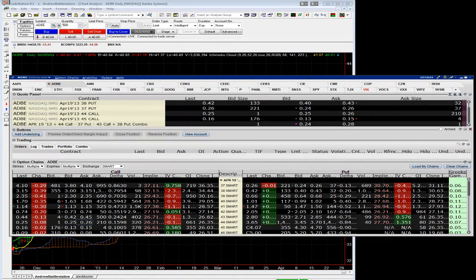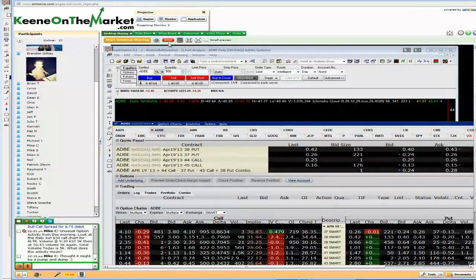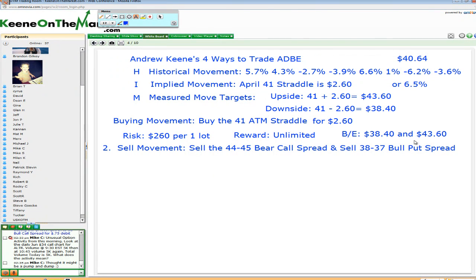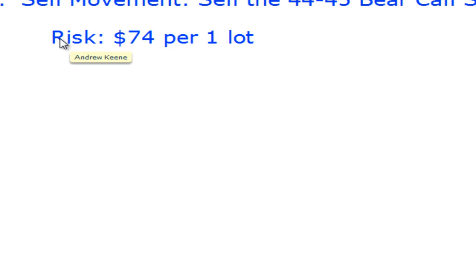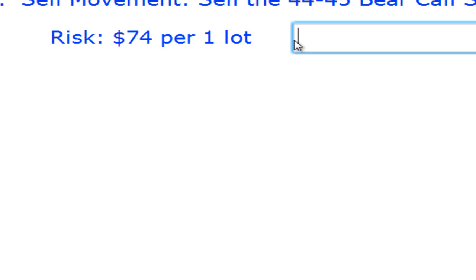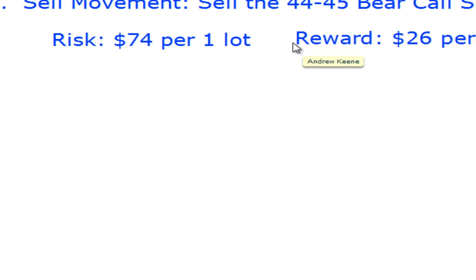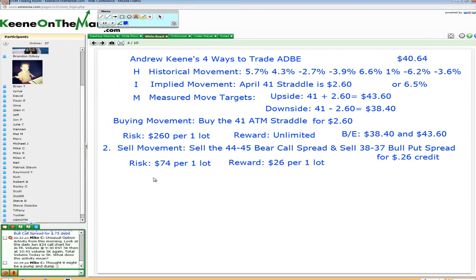It's 24 at 28. So let's say I could put it on for 26 cents, okay? Let's say I could do this for 26 cents. I would get a 26-cent credit for this. On this trade, my risk would be $74 per one lot. My reward on this trade would be $26 per one lot.